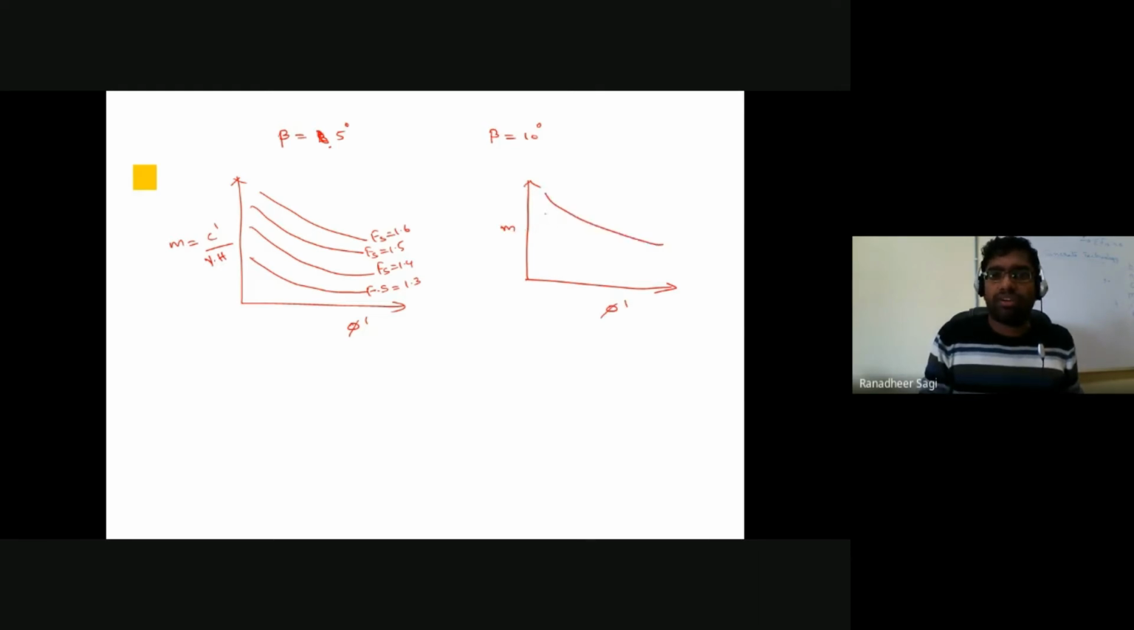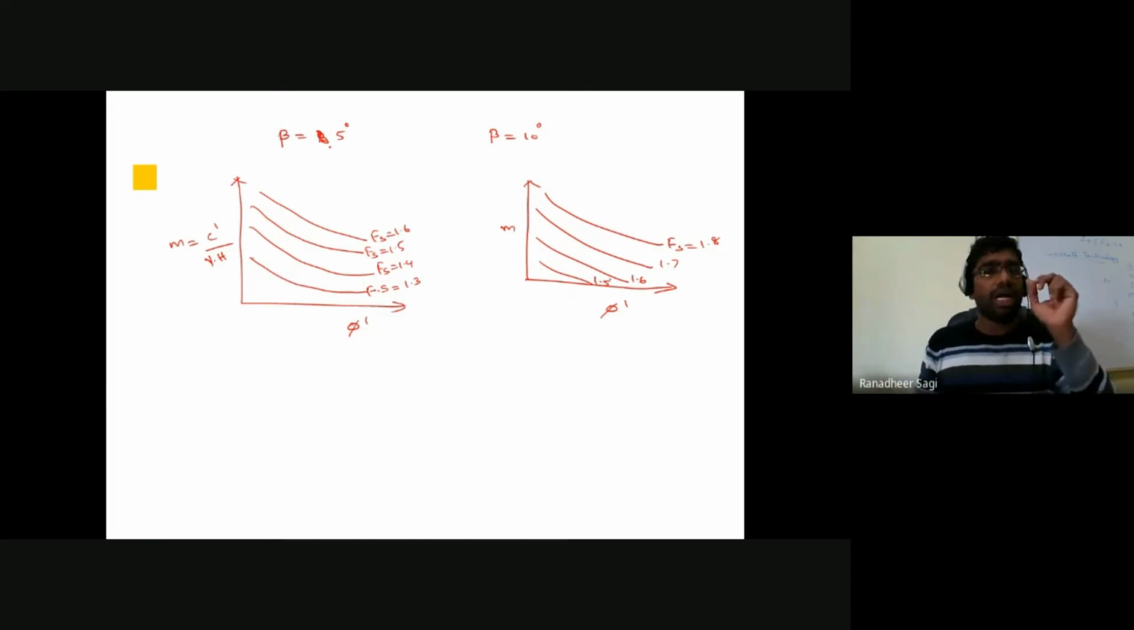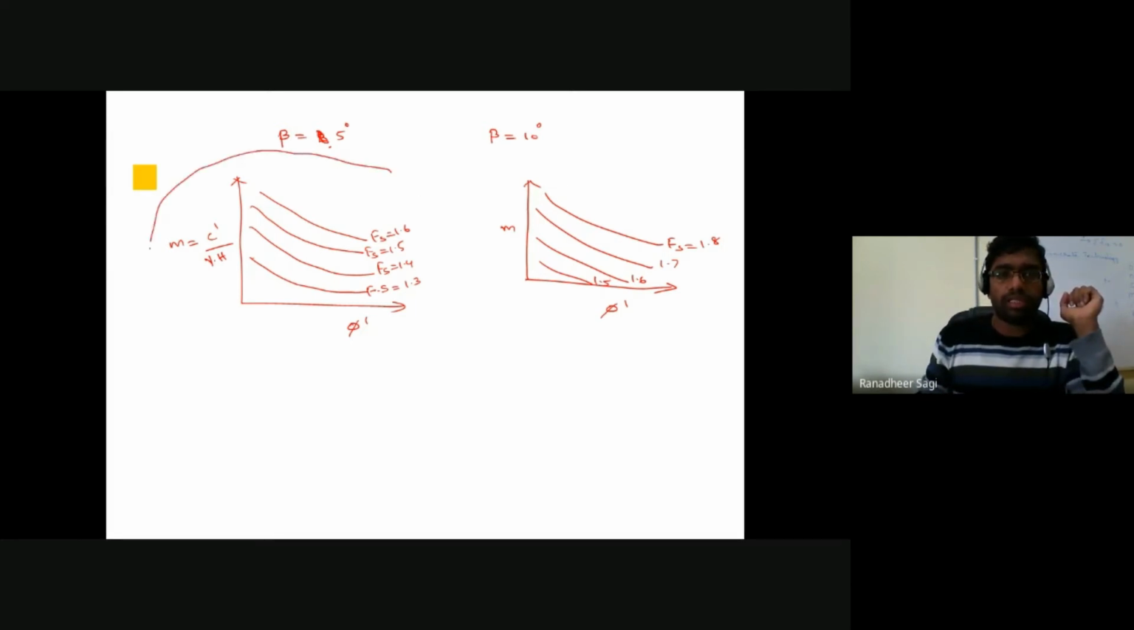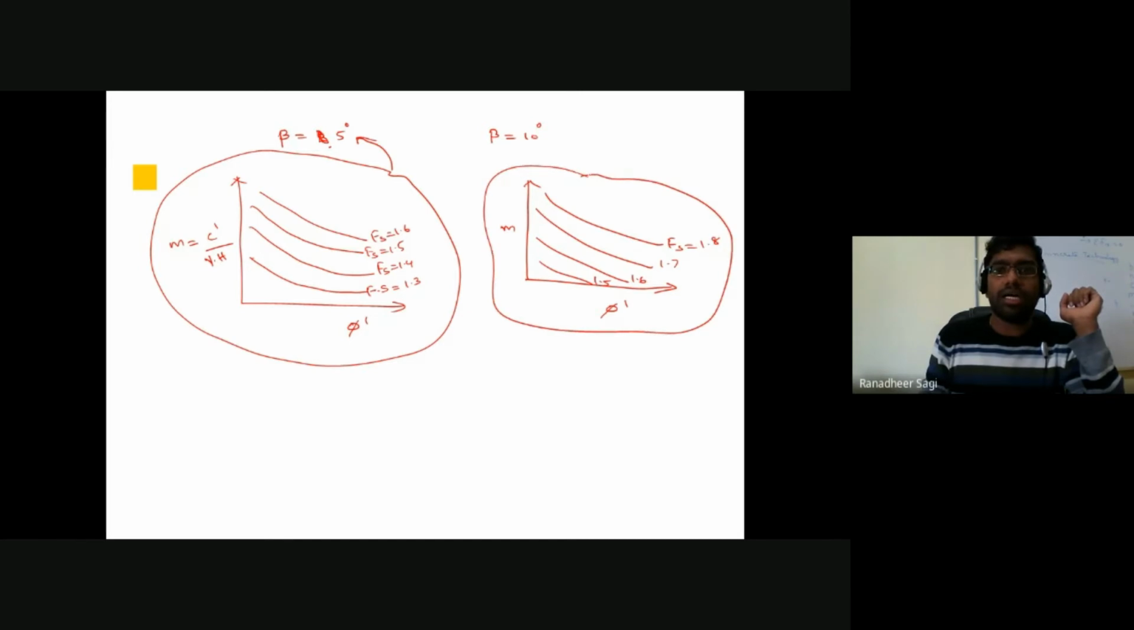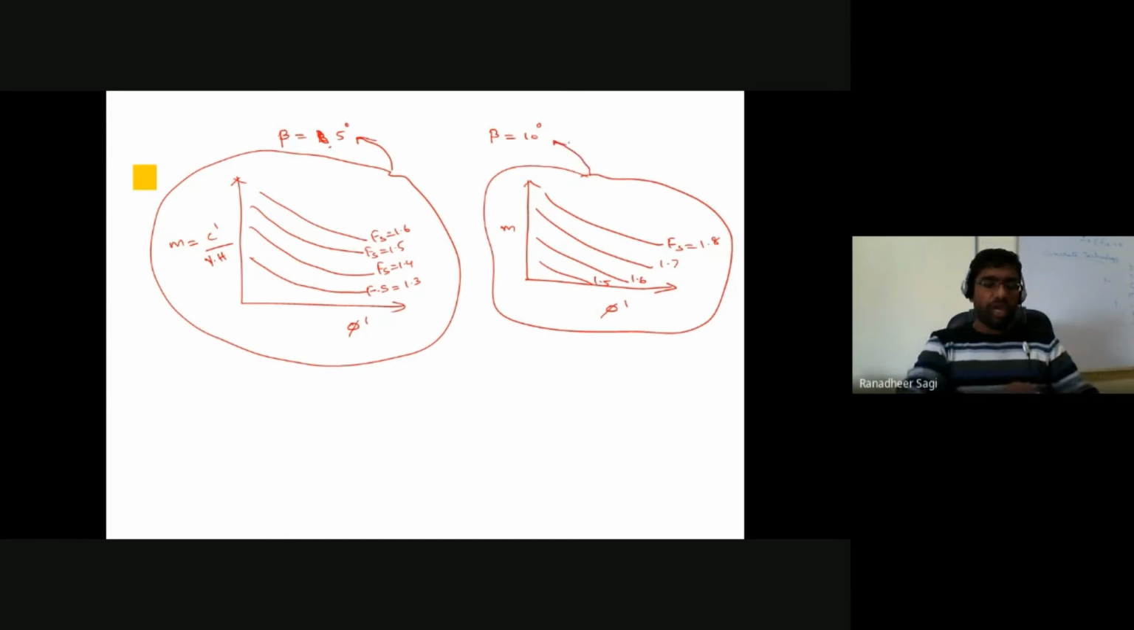You will be having a pattern of curves like this, where this could be for some factor of safety, let's say 1.8, 1.7, 1.6, 1.5. Likewise, you might have different standard charts which are given for different beta values. So this chart is for some particular beta angle, whereas this is for some other beta angle.